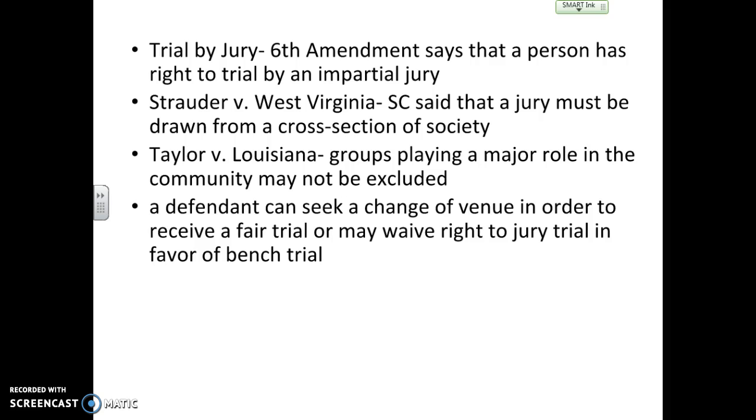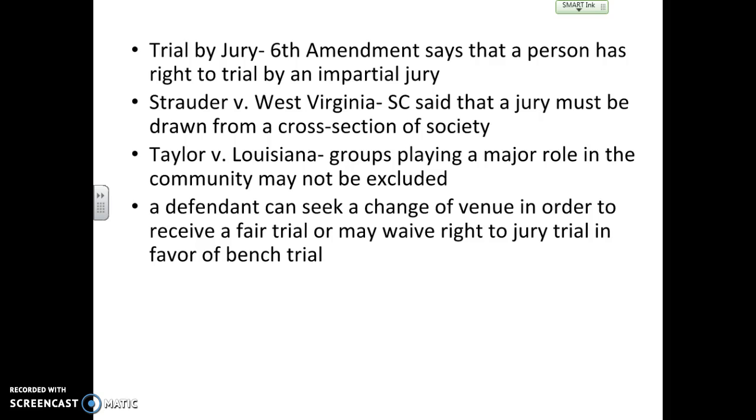Trial by jury is another part of the Sixth Amendment. It says that a person has the right to a trial by an impartial jury. You can see the cases below. The Strauder case talks about a cross-section of society. Taylor versus Louisiana talks about groups from a community can't be excluded. A lot of these cases are there because of situations where maybe African Americans were excluded from a jury. And we want it to be a fair jury situation.